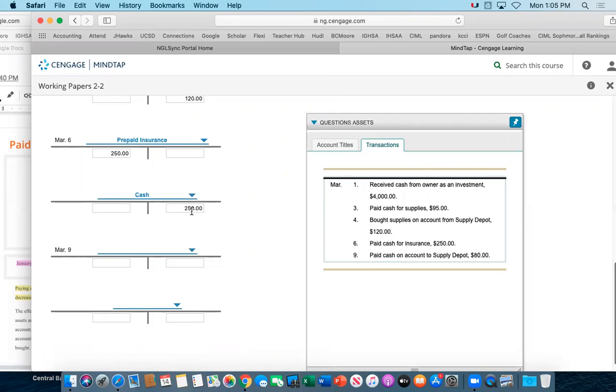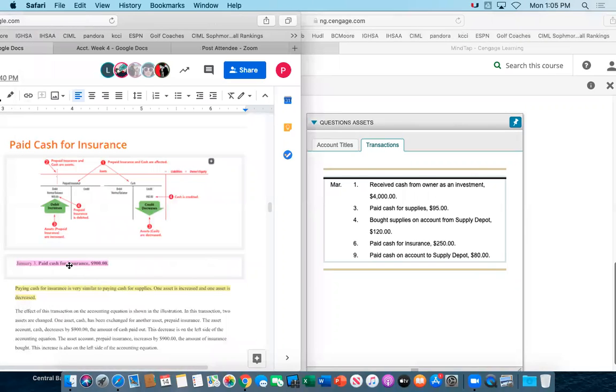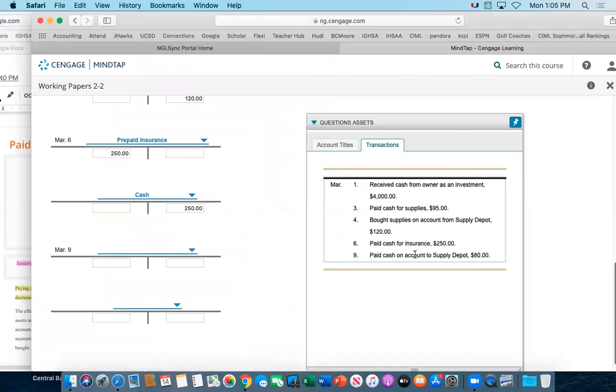Whenever you pay cash, you lower cash. How do you lower cash? With a credit. Make sense? Hopefully. These are two assets. One is increasing, so that means the other must decrease. You have two assets in the transaction. To keep the accounting equation equal, one must go up and one must go down. Whenever you see pay cash, you just credit cash. Whenever you buy insurance, you're always increasing.